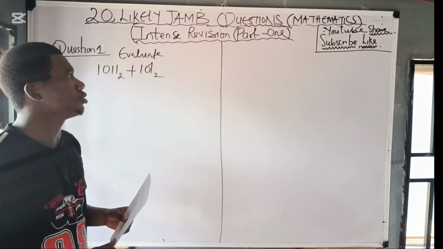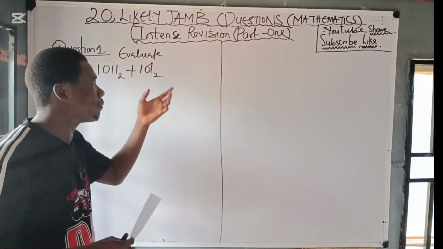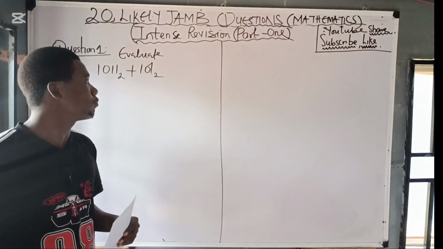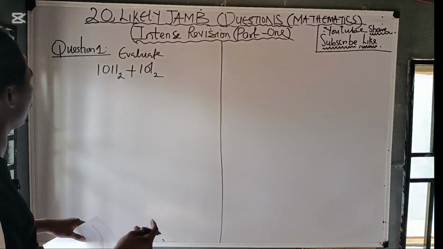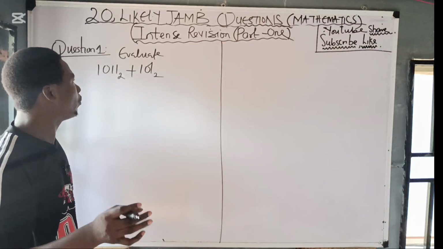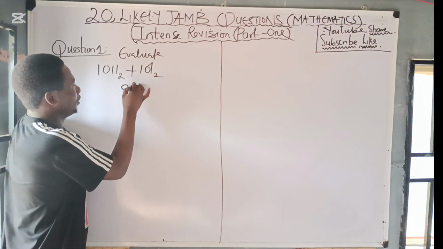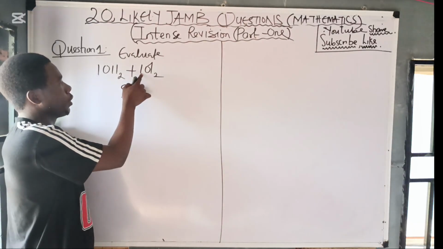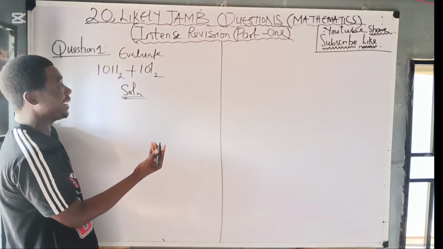Now we are going to take 20 likely JAMB questions in mathematics. Let's dive into what we have for today. Class, if you are told to evaluate this in an exam condition, how will you do it? Look at the board. Let's do it. Now, this is 1011 base 2 plus 1001 base 2. Let's add it in base 2.